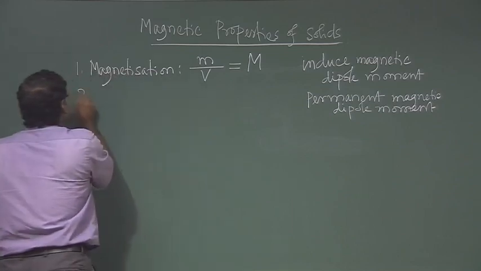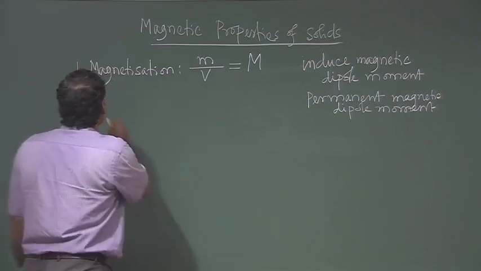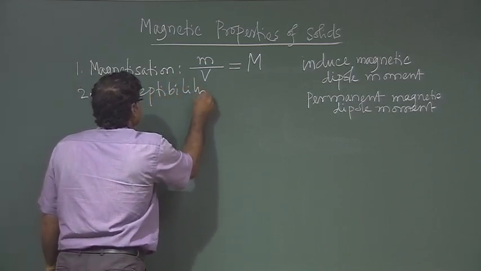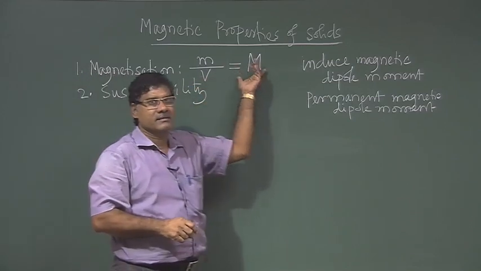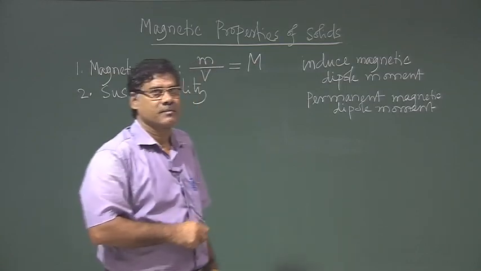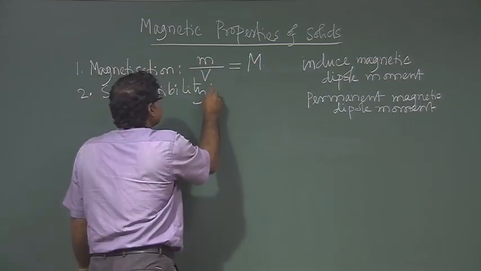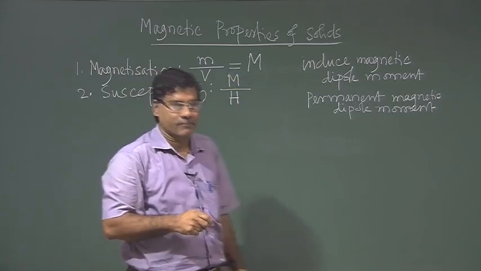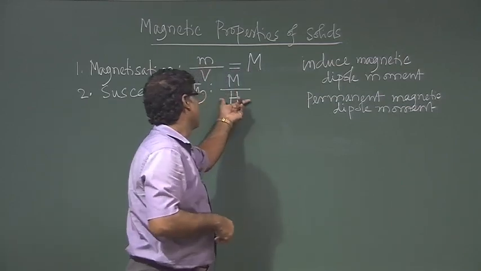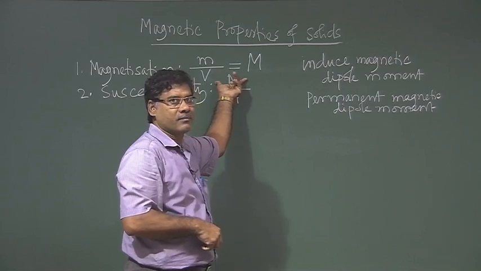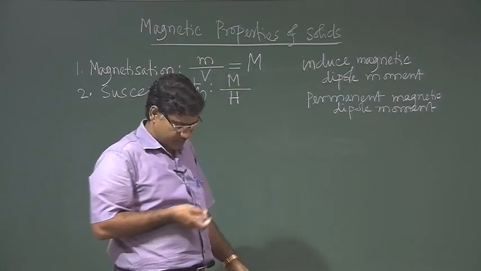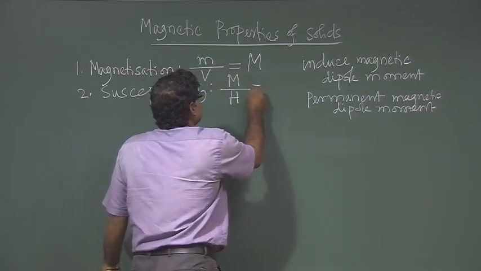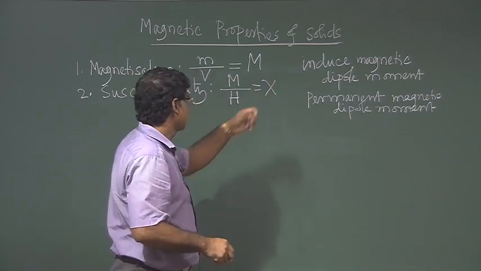Another parameter we use is susceptibility. As I told, this magnetization varies as a function of magnetic field. So, the susceptibility is basically defined as the magnetization per unit magnetic field. Okay. For a particular magnetic field, you will get a value of magnetization. Now, for unit field, what will be the magnetization? That is the definition of susceptibility. Okay, we write using chi.